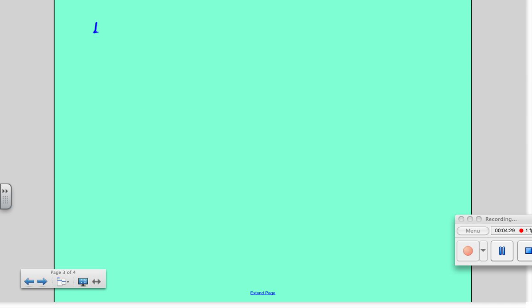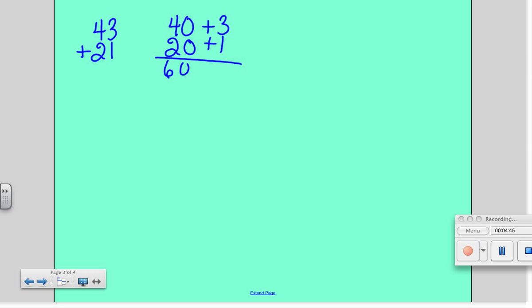Okay, if I did it this way, 43 is made up of 40 and 3, isn't it? And 21 is made up of 20 and 1. Can we add 40 and 20 and 3 and 1? Is that another way to do it? Yes. Oh my goodness.